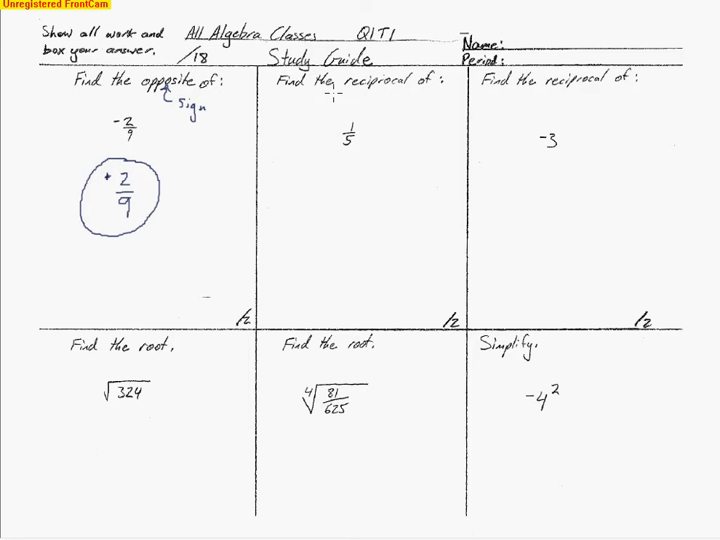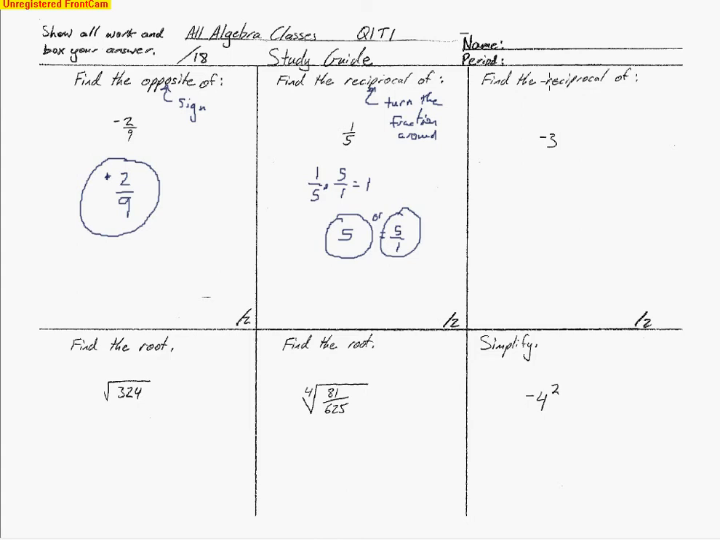Looking at the next one, it's asking us to find the reciprocal of 1/5. And the reciprocal is when you multiply a number by its reciprocal, it equals 1. So basically on this one, we want to turn the fraction around. And so if we turn that fraction around, we've found the reciprocal. You see again, 1/5 times its reciprocal, 5/1, equals 1. So the reciprocal is 5. If you wrote 5/1, that's fine as well. Either of those would be good answers.